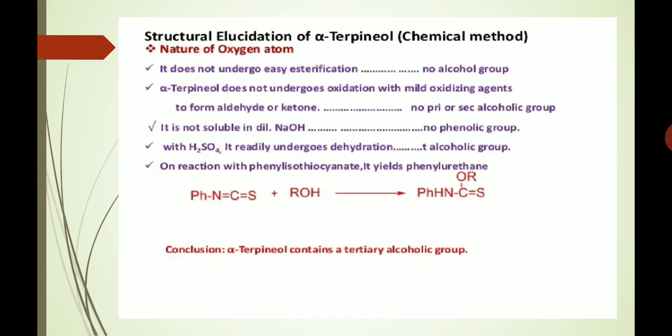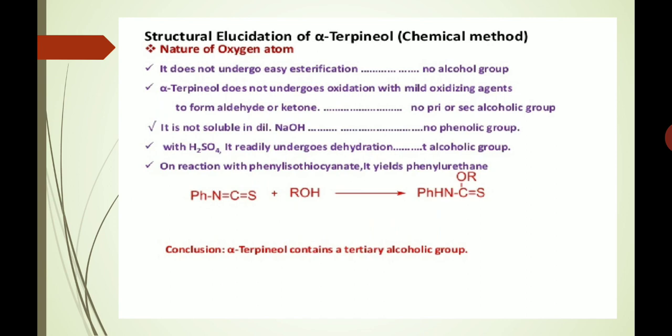Now the third point is we have to ascertain the functional nature of the oxygen atom. This we will do with the help of 3-4 points. It does not undergo easy esterification, so we can say that it does not possess an alcoholic group. Alpha terpineol does not undergo oxidation with mild oxidizing agents to form aldehyde or ketone. So we can also say that it does not contain a primary or a secondary alcoholic group.